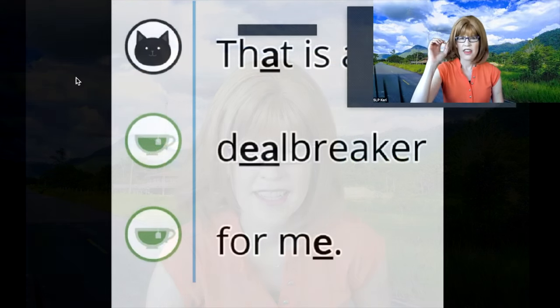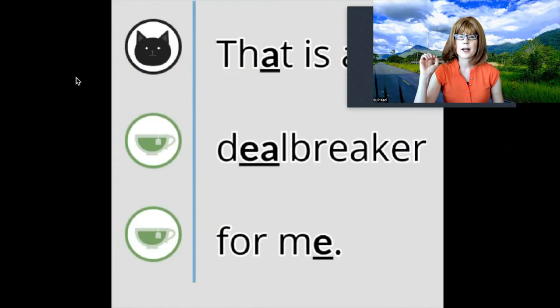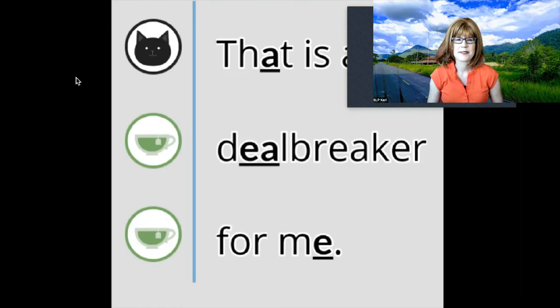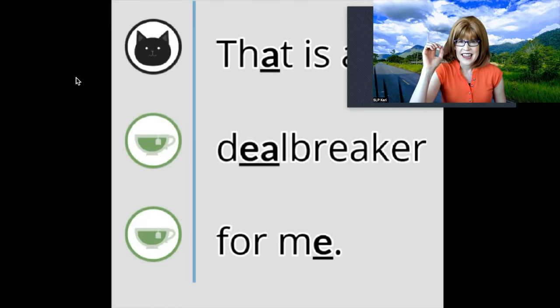Let's see which words were highlighted with that sentence as the focus words. That, deal breaker, me. Again, maybe the word "that" is a bit of a surprise that it was highlighted. And notice the word "deal breaker." A word can be its own thought group. That is also a bit surprising.